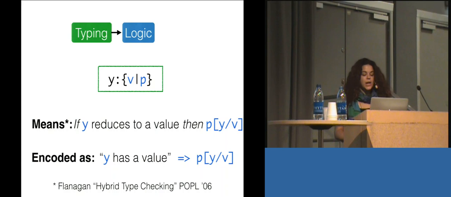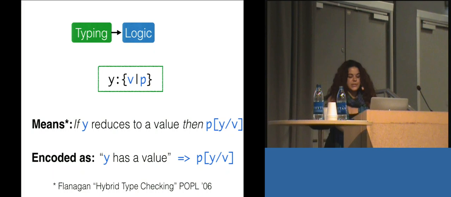So according to Flanagan's hybrid type checking, the meaning of y has type {v | p} is that if y actually reduces to a value, then p of y holds. And for now, we're going to encode this into logic using the implicit sentence: if y has a value, then p of y holds. And later, we're going to actually encode this "y has a value" into the logic.